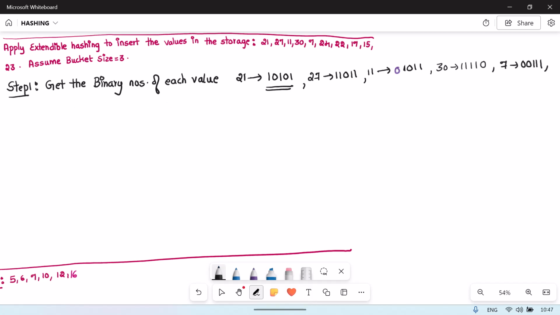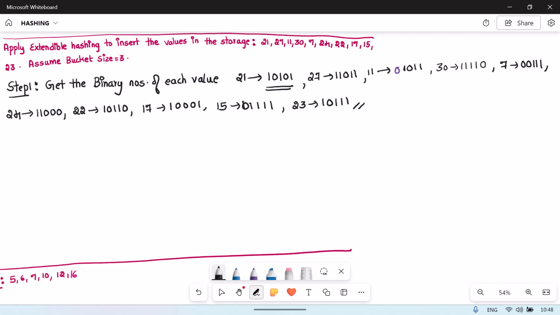After 7, we have 24. 24 is 11000. 22 is 10110. 17 is 10001. 15 is 01111. And 23 is 10111. Okay. Once you have understood the conversion of any one decimal number to a binary number, I think you can easily do it for other numbers as well, right?